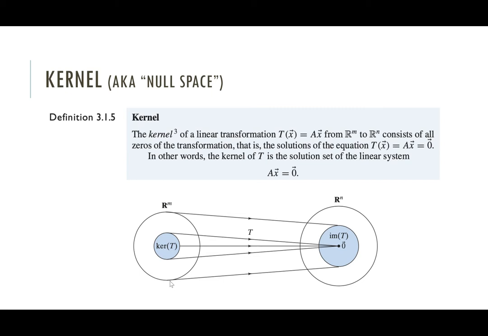And so the image is a subset of your codomain or your target space. It's where everything gets sent. It's the set of possible solutions and set of possible outputs, whereas the kernel is a subset of your domain. It's everything in your domain that got sent to 0. So that's just good visualization to keep in mind. The kernel and the image live in different spaces.